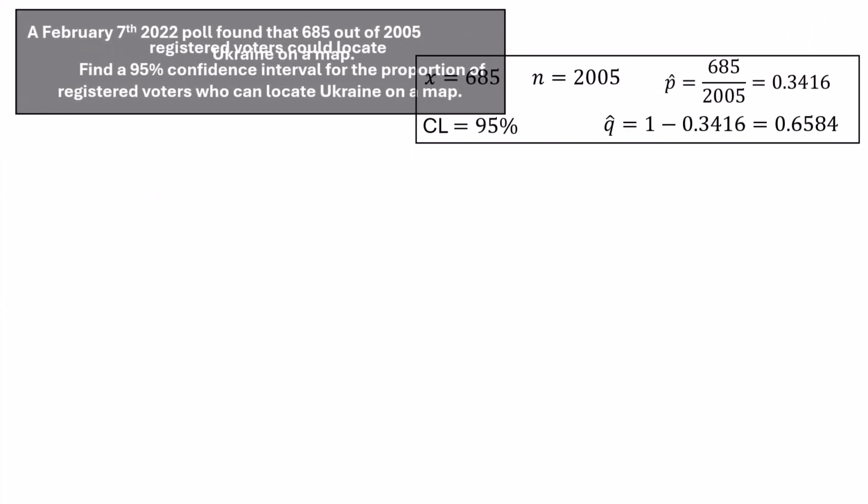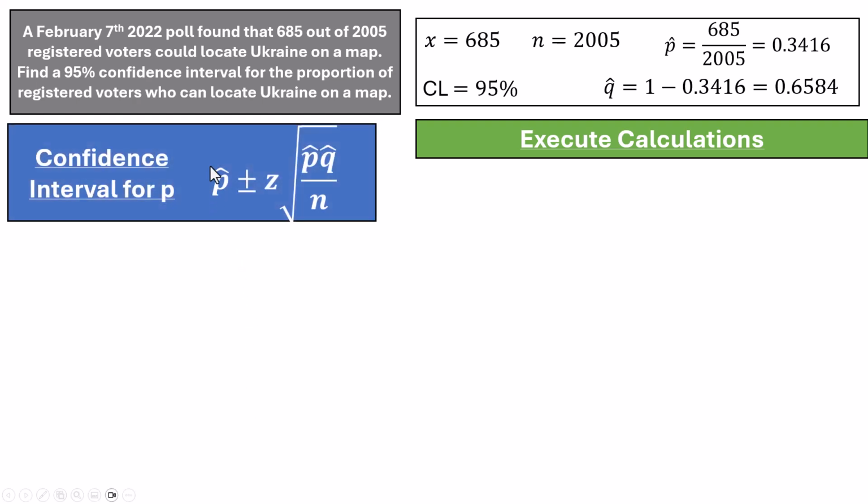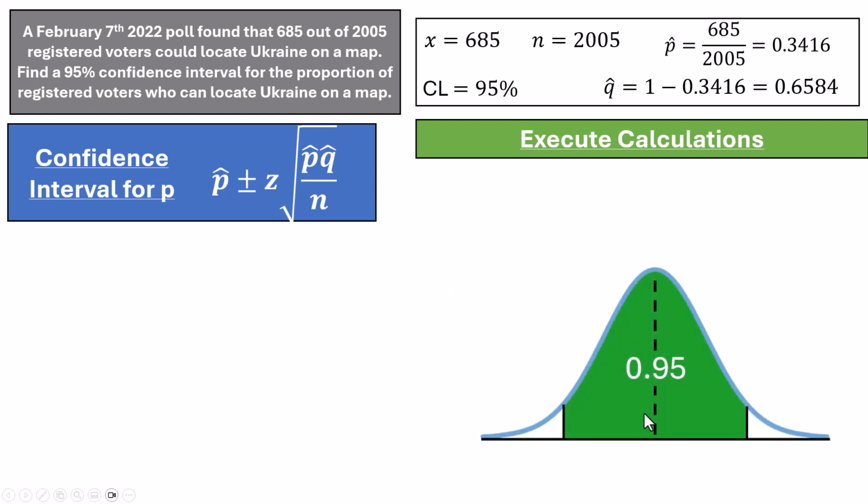Next, we can move on to the execute calculation step of the PHRED technique. In this step, we must calculate the confidence interval by using this formula. Now we have all the values we need for the formula with the exception of the z-score. So we have a 95% confidence interval, so we can draw a normal distribution with 95% in the middle, which means we're going to have 2.5% in each of the tails. The z-score is the z-score that falls at the upper boundary of the right tail of the distribution.